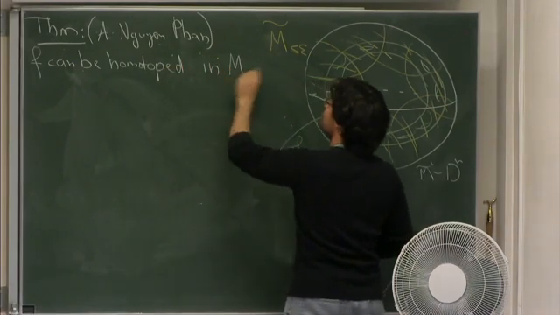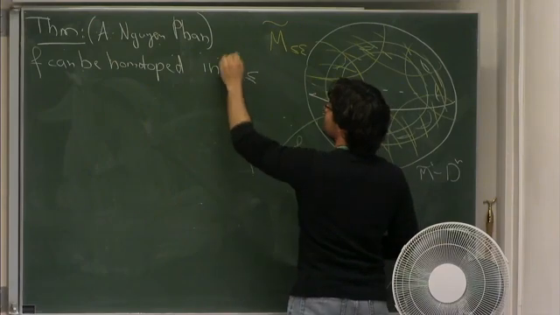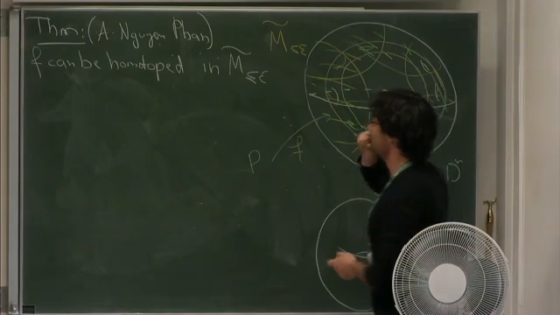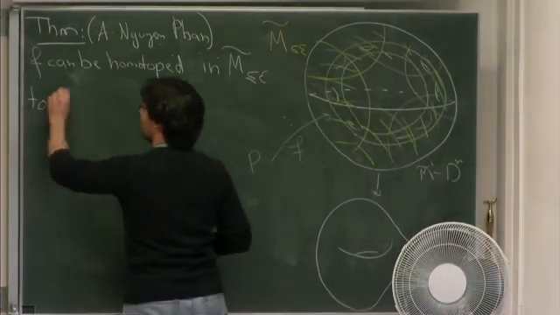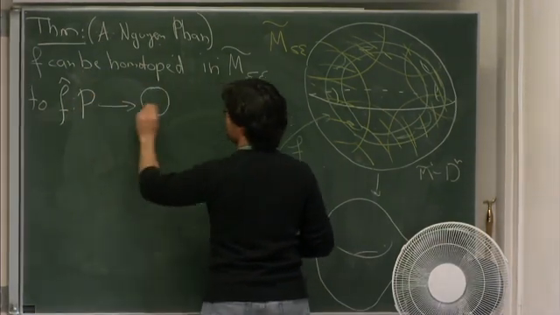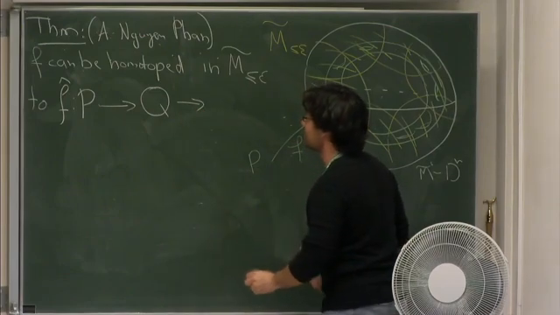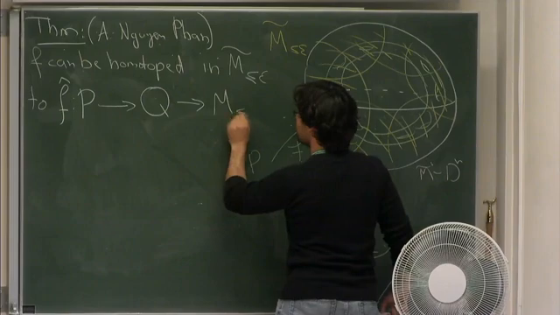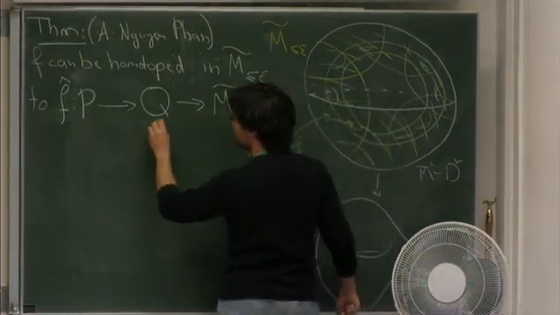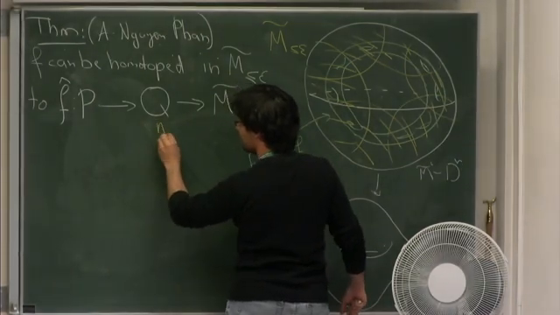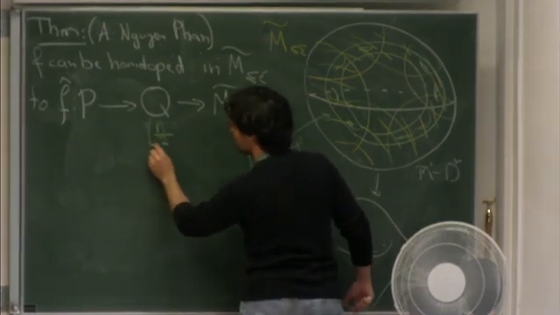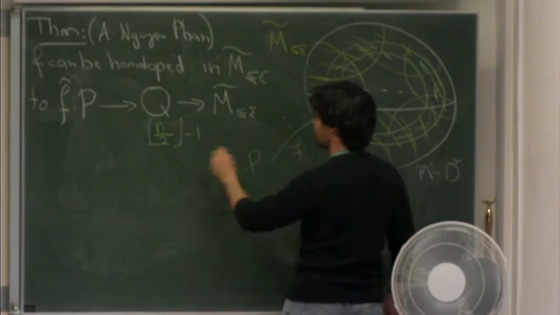Inside this cover of the thin part, inside this yellow region, it can be homotoped to a map, let's call it F hat, that factors through something low dimensional. So I'll say specifically what I mean: that factors through a complex of dimension the floor of n over 2 minus 1.